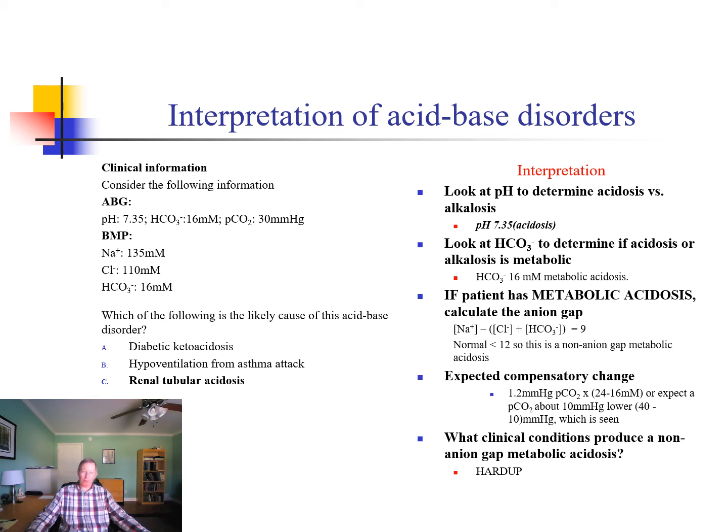And if you remember, there was a differential diagnosis that I had put up before that was using HARDUP. And on that, R stood for renal tubular acidosis. There are actually 3 types of this, and they will give a non-anion gap metabolic acidosis. Diabetic ketoacidosis does give you an anion gap metabolic acidosis, or high anion gap metabolic acidosis, and the hypoventilation from an asthma attack is going to give you a respiratory acidosis, most likely acute in this case.